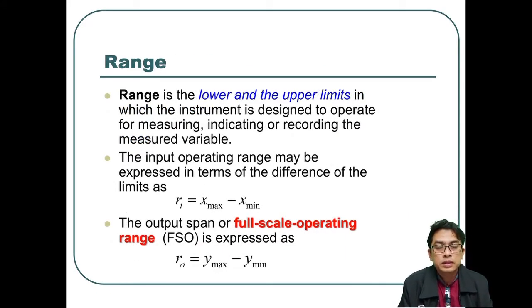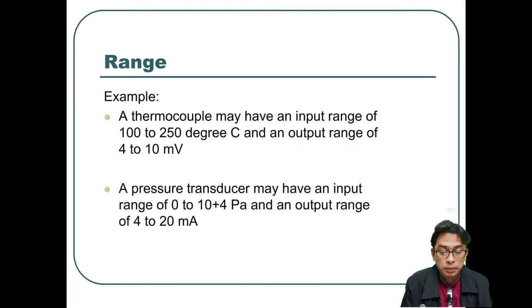Before we go into further detail on errors, we need to understand a few things. First is the range. What is the range? The range is the lower and upper limits of the measurement. For example, a thermocouple may have an input range of about 100 to 250 degrees C, whereby this input will give an output of 4 to 10 millivolt. The input is always referred to the x-axis, the independent variable, and the output is the dependent variable, the y-axis.